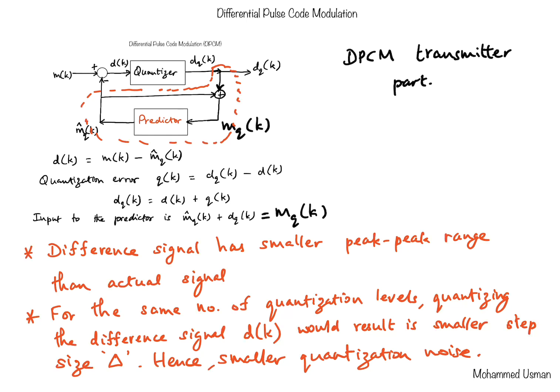The objective of the receiver is to get back mq of k, the quantized version of the actual sample m of k, from the quantized version of the difference sample, which is dq of k. All we have to do to get mq of k is add this dq of k with mq cap of k to get mq of k. That would become the receiver part of the DPCM system.